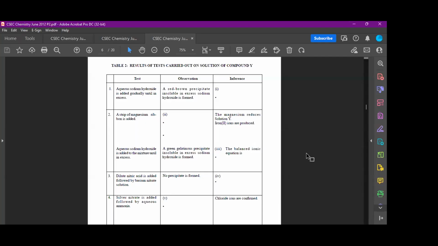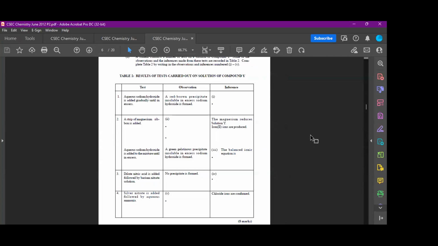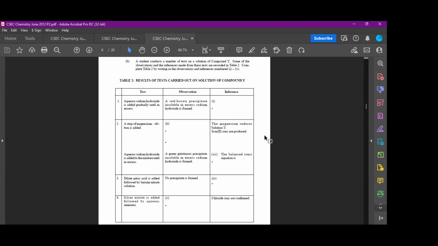All right, so this is our qualitative analysis table. Of course, you know, qualitative analysis, its intention is to identify possible cations, anions, or even gases in a given mixture. Now, the question says a student conducts a number of tests on a solution of compound Y. Some of the observations and inferences were made in the table. You're asked to complete by writing the observation and inference from 1 to 5.